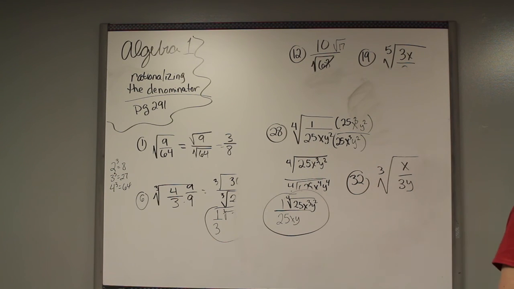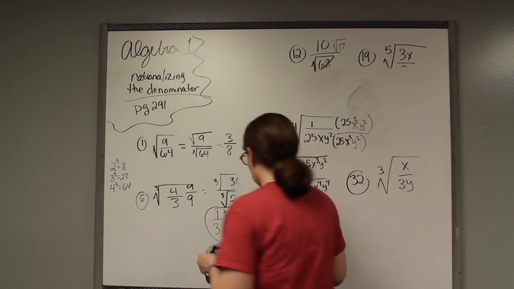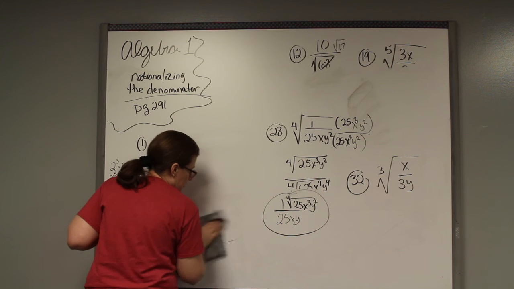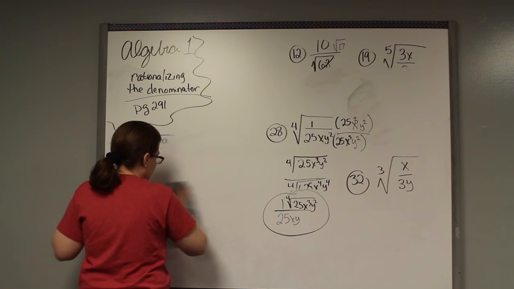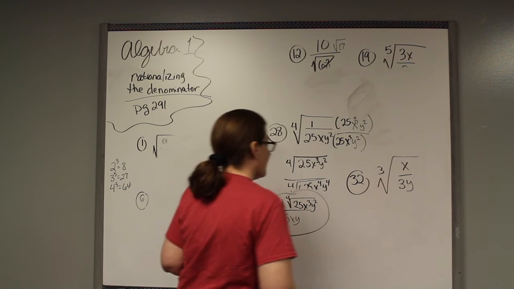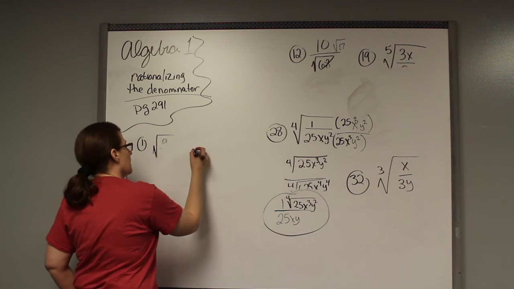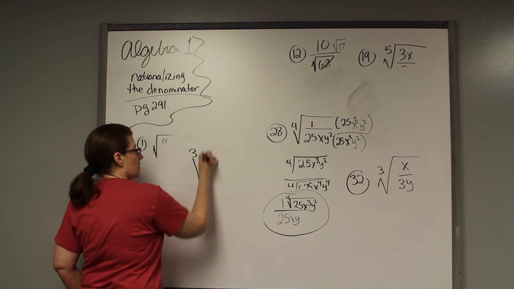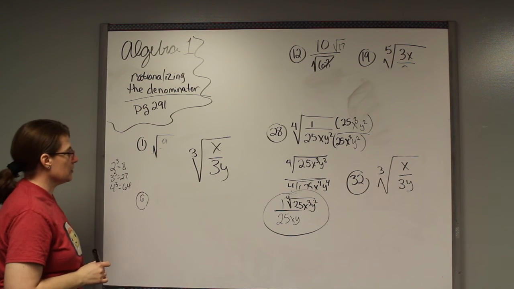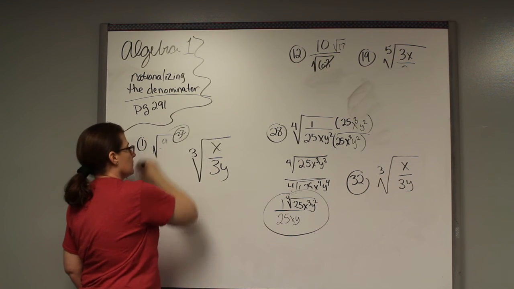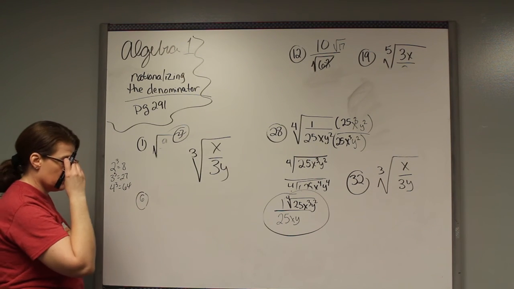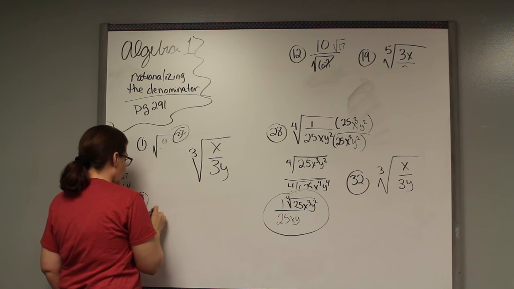All right, the last one we're going to do is problem 32. And I'm going to come over here and work on this side. And 32 just has a little bit more letters in it, so I wanted to go ahead and work that. This is the problem, 32. And this is a cube root, okay, which is good. Cube roots should be coming a little bit familiar to you.